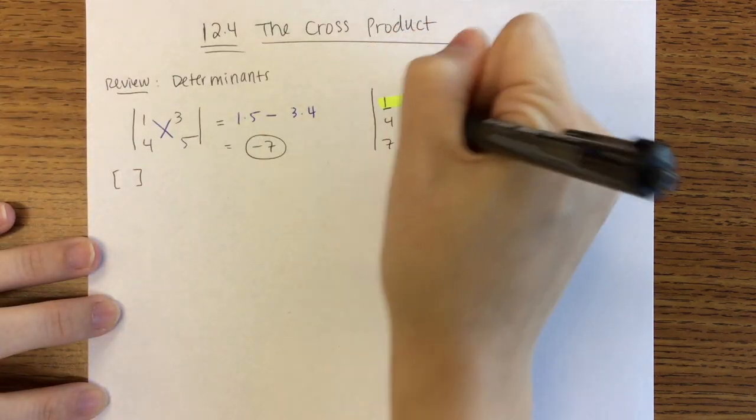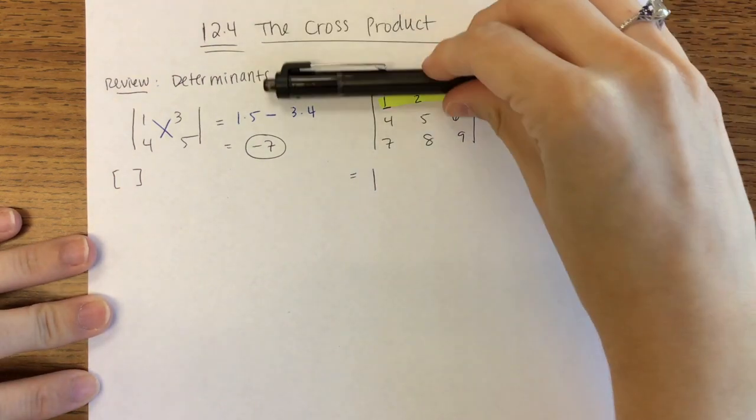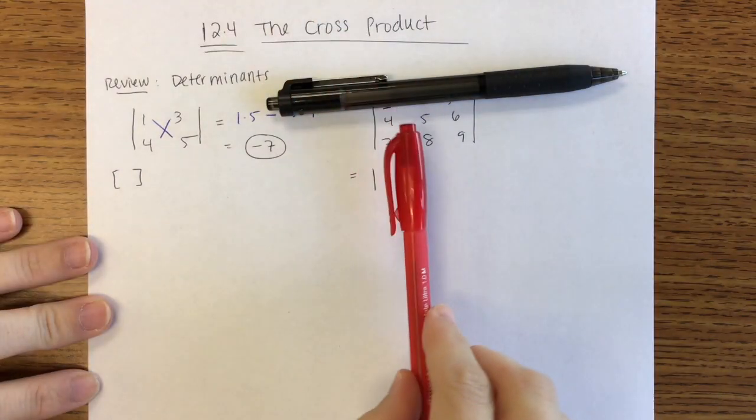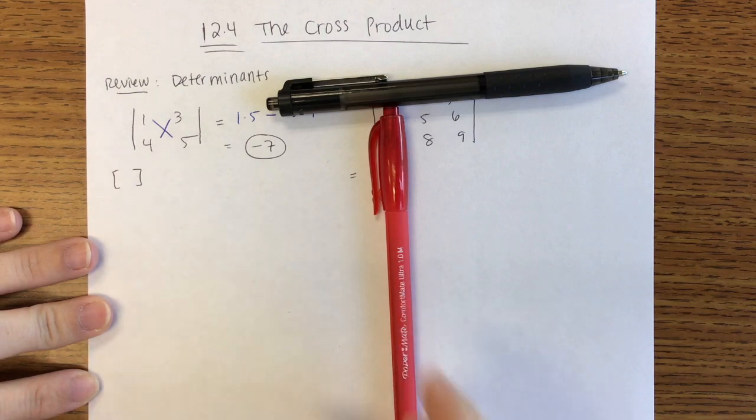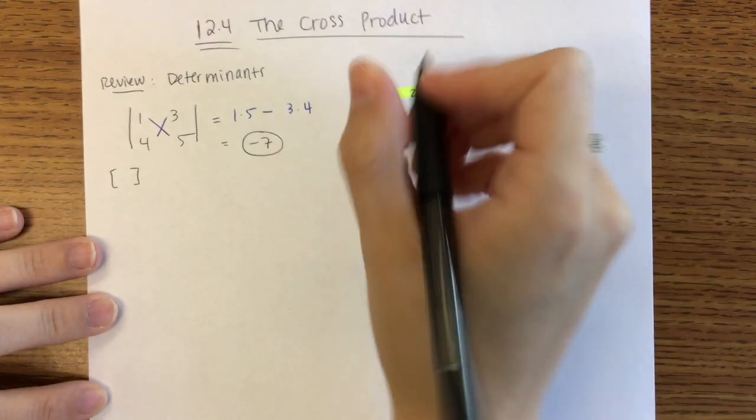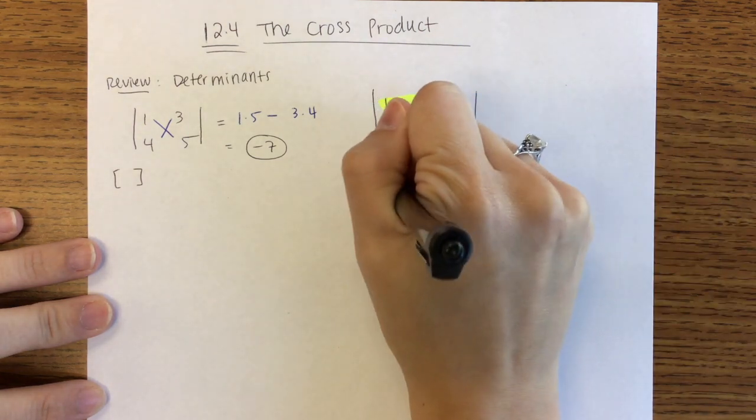Next, you will look at the first element, and then you are going to ignore the row and the column that that element falls in. And you'll be left with the 2 by 2 matrix, that 5, 6, 8, 9. So we're going to take that 1, and we're going to multiply by the determinant of 5, 6, 8, 9.